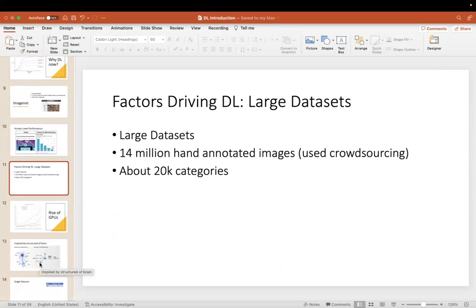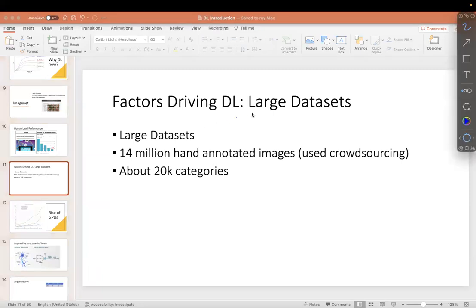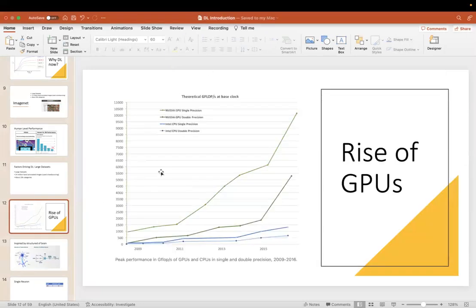So there are two factors driving this whole innovation and adoption of deep learning. One is the availability of large data sets. Today, if you look at the same ImageNet, they've increased the data set to almost 14 million images across 20,000 categories.